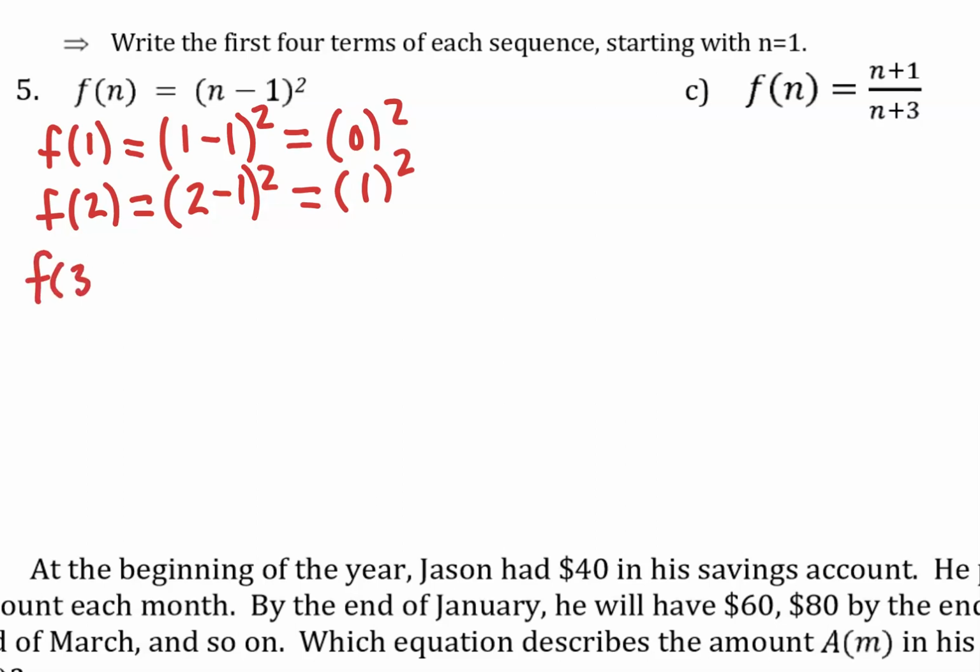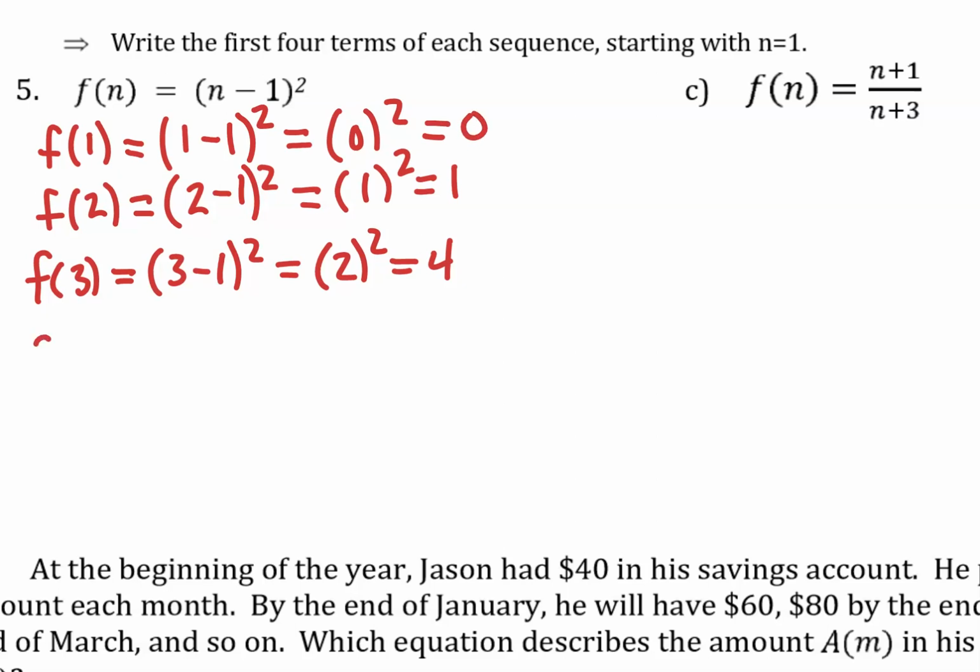Next one, f of 3, that's going to equal 3 minus 1, we're going to square that. That's going to be 2 squared, that's going to give us 4. Sorry, I forgot to finish these up here. This is 1, this is 0. And then the last one, f of 4, that's going to be 4 minus 1 squared. Well, that's going to be 3 squared, which is 9. So that would be those particular ones.